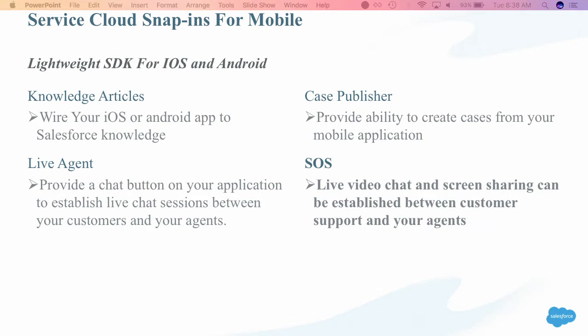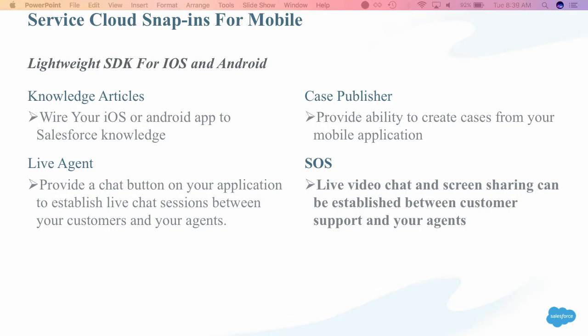But how do we bring this onto the mobile? How can I plug that functionality into my mobile where I can browse through all the articles? Similarly, the case publisher, where you can raise the case. How can you raise a case from the mobile? How can you do a live agent? Live agent is basically a chat functionality where you can connect to the agent right away from your mobile device and start chatting to and fro.